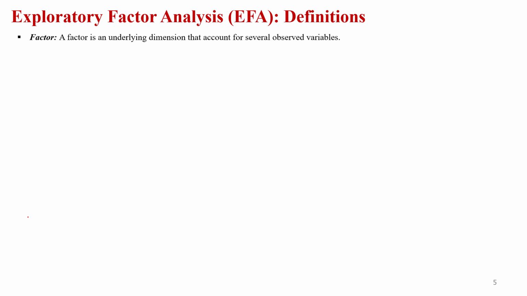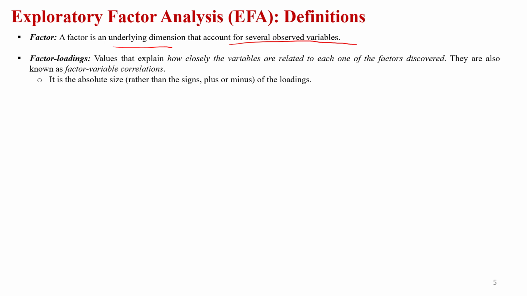So first of all, as we are discussing, what is a factor? A factor is an underlying dimension that accounts for several observed variables. So a factor is a latent variable which cannot be measured directly, but using several observed variables, we can measure that unobserved or latent variable. So once we have checked the factors which we want to measure, based on those several variables, we try to find out the factor loadings.